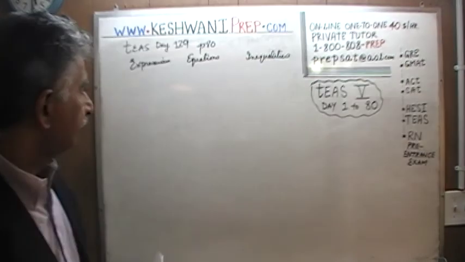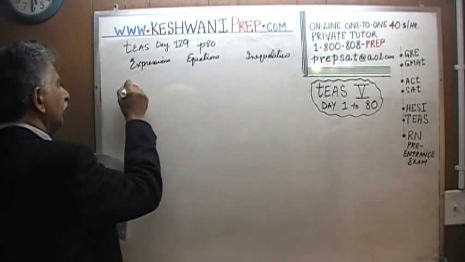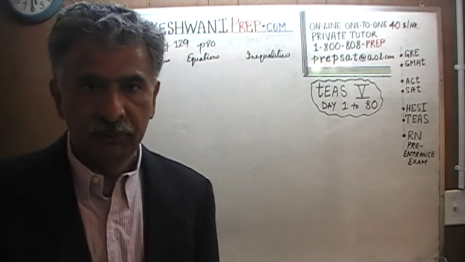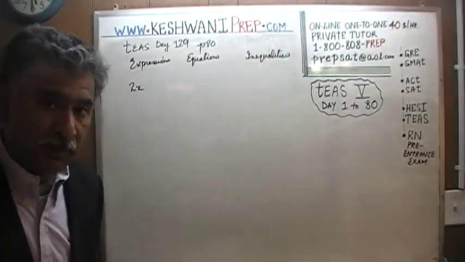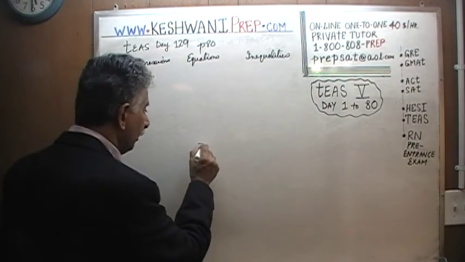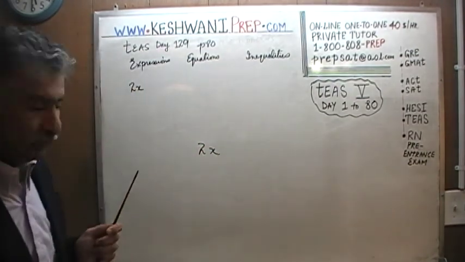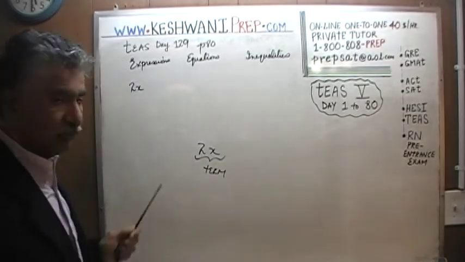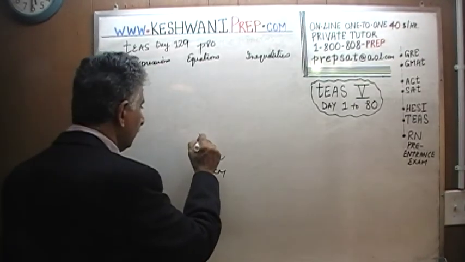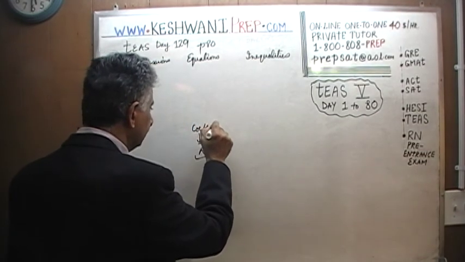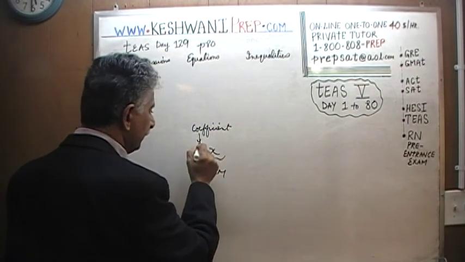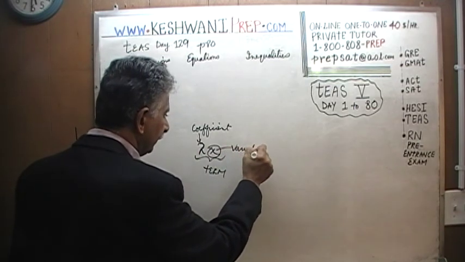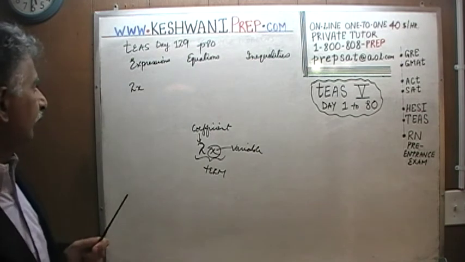What is the difference between an expression and an equation? For example, right here it says 2x. That is an expression with only one term, the one term being 2x. 2 is called the coefficient. Any number that appears in the front is called the coefficient. This is your variable. But this is an expression in its simplest form, 2x.